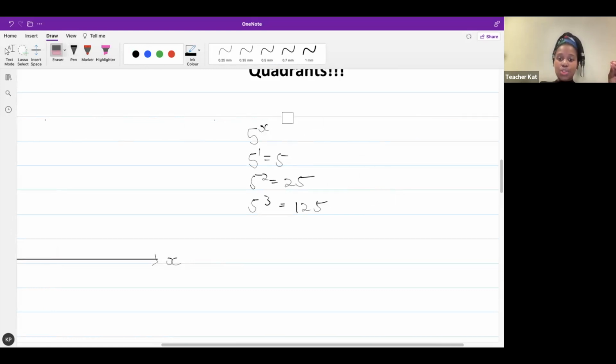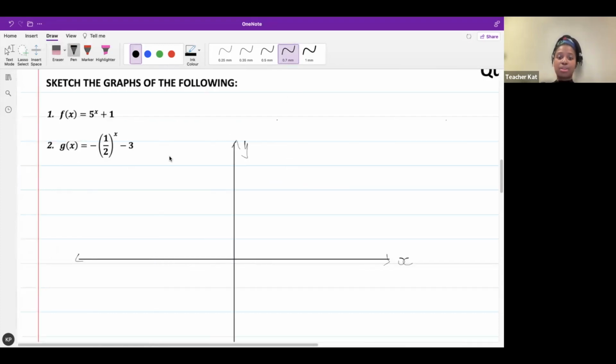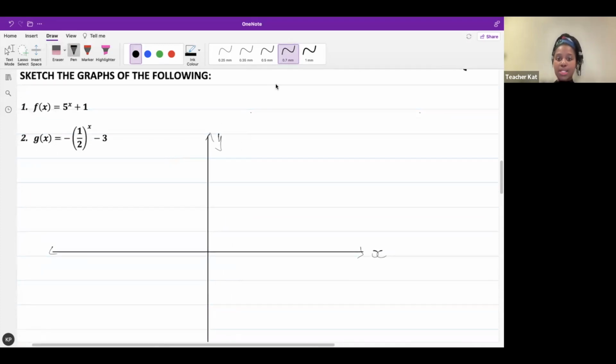So just in case at school you do talk about B, just know that the effect of B is the steepness of the graph. How quickly is this graph increasing? All right, guys. So let's get going with f of x. We have 5 to the power of x plus 1. First things first, what is my asymptote for this graph? My asymptote is +1. That is correct.